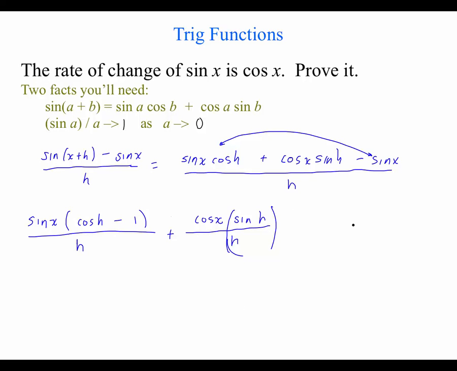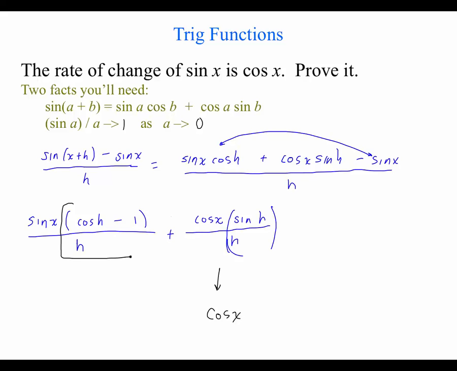Okay, so if you got this far, good. So what this really is, this ratio sine a over a, goes to 1 as a goes to 0. Okay? So this right here, as h gets very, very small, this becomes 1, and this thing is cosine x.